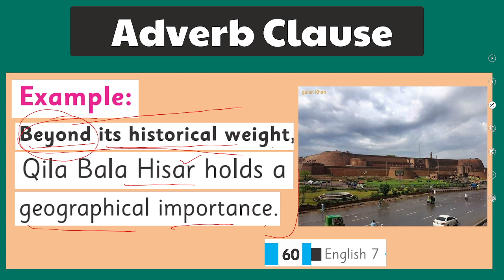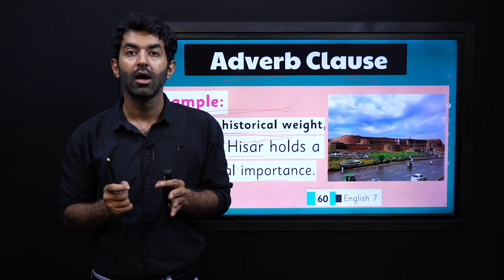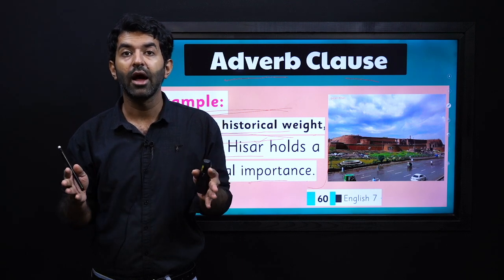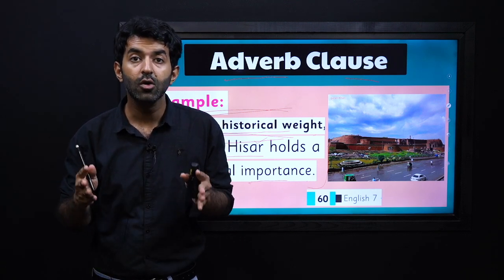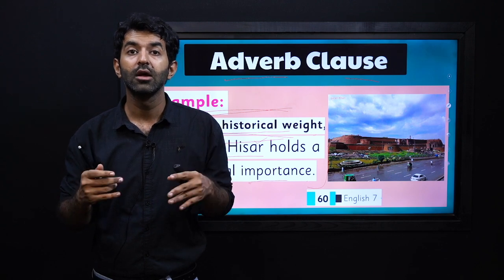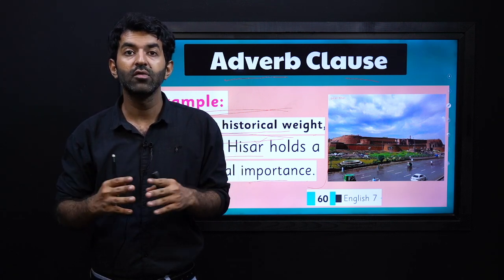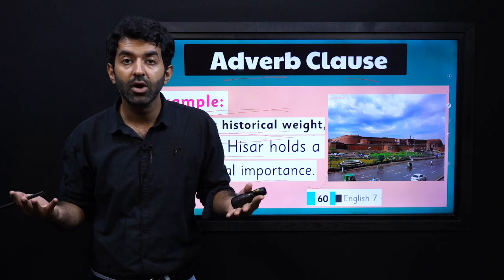So beyond is an adverb. So it means that this subordinating clause is actually having an adverb, which makes it an adverb clause. So first, what we will do is we will identify an adverb, and we will identify any kind of conjunction, and mostly they should be subordinating conjunction. We can see them together working, and we can call them adverb clauses.